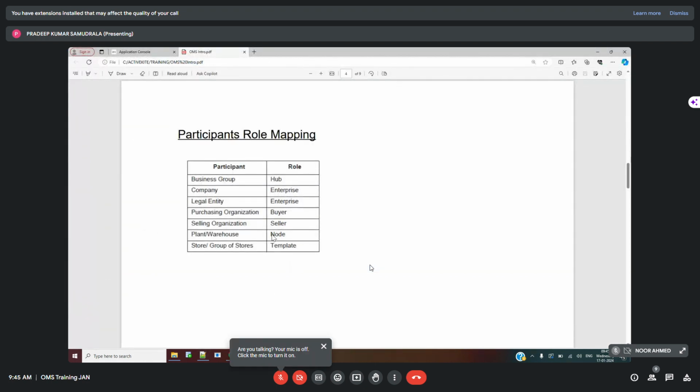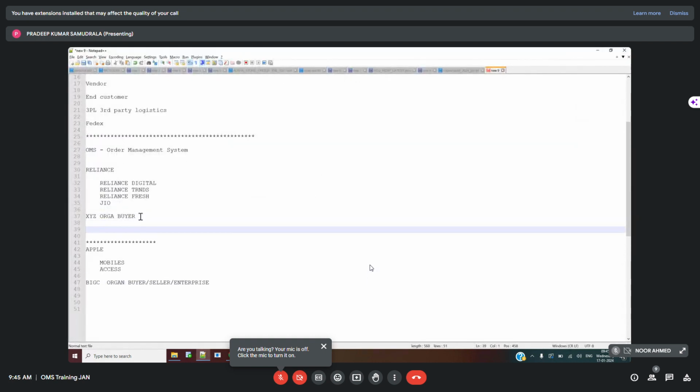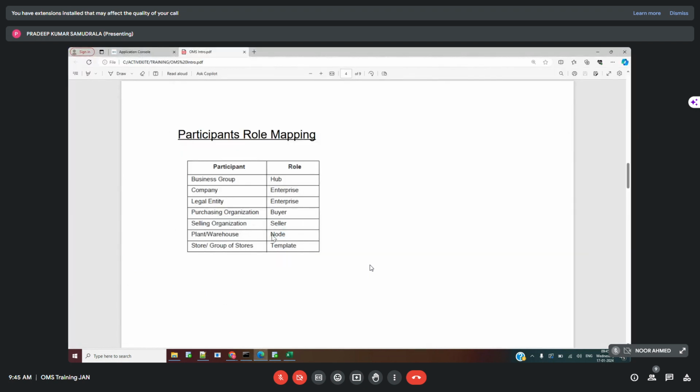So the next thing is node. Node is nothing but the warehouse. So we can have warehouse one, warehouse two, warehouse three, or we can even have a Hyderabad warehouse, a Bangalore warehouse. We can have different names to it, and we can configure it as a node. As I was mentioning from the beginning, we call the warehouse a node in Sterling.